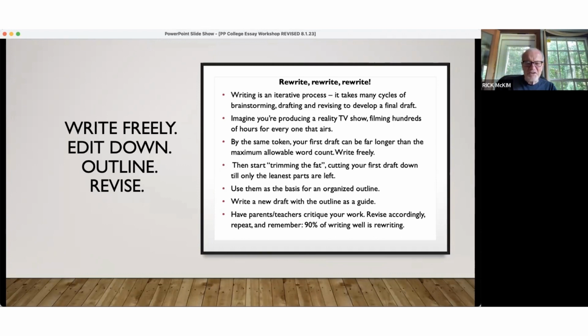Partly because it's what we call an iterative process, as in the opening of that opening bullet there. Iterative meaning over and over again. Writing, rewriting. It takes many cycles of brainstorming, drafting, and revising to develop a final draft. Imagine it's like producing a reality TV show where they film hours and hours of film and then boil it down to half an hour or an hour's worth through editing. Writing is somewhat like that. You write draft after draft and page after page, only to have them all end up in the wastebasket, the metaphorical wastebasket anyway. And you end up with 2 pages or 2.5 pages of good, gritty, concise stuff through a lot of hard work and a lot of cutting and editing.